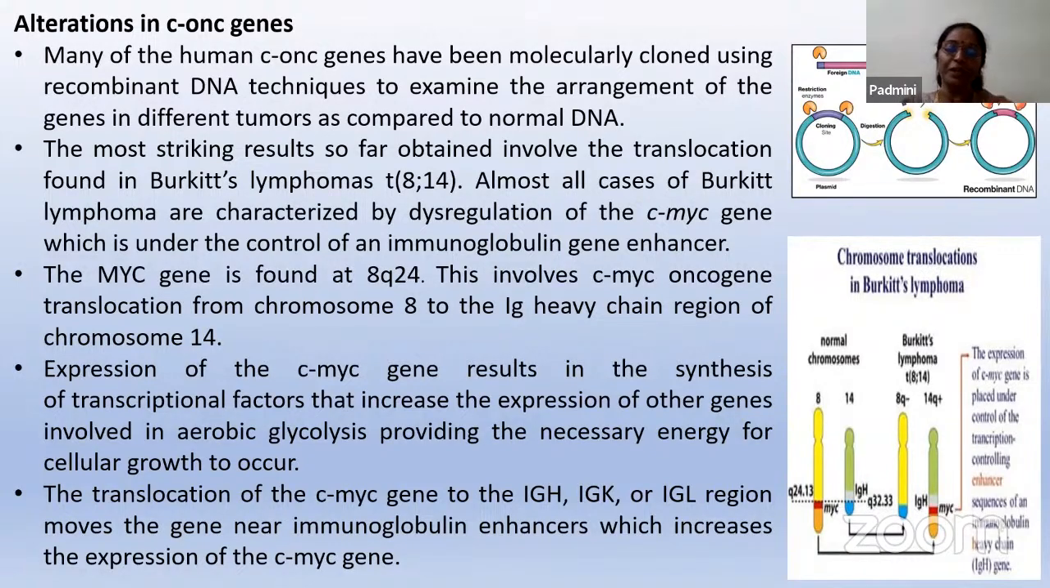So the translocation of the c-MYC gene to the IgH, IgK or IgL region moves the gene near the immunoglobulin enhancer, which increases the expression of the c-MYC gene. So when the c-MYC gene increases its expression, it changes from a proto-oncogene to an oncogene, and once it becomes oncogenic, this leads to carcinomas such as Burkitt lymphoma, which is a lymphatic carcinogenesis. That is when there is a translocation between chromosome number 8 and 14.